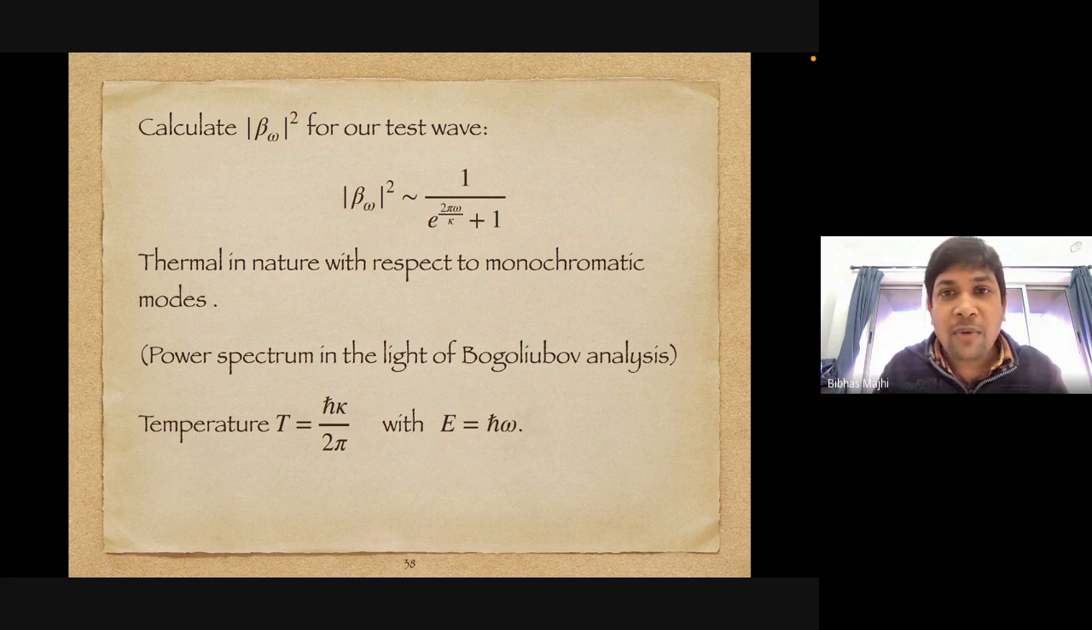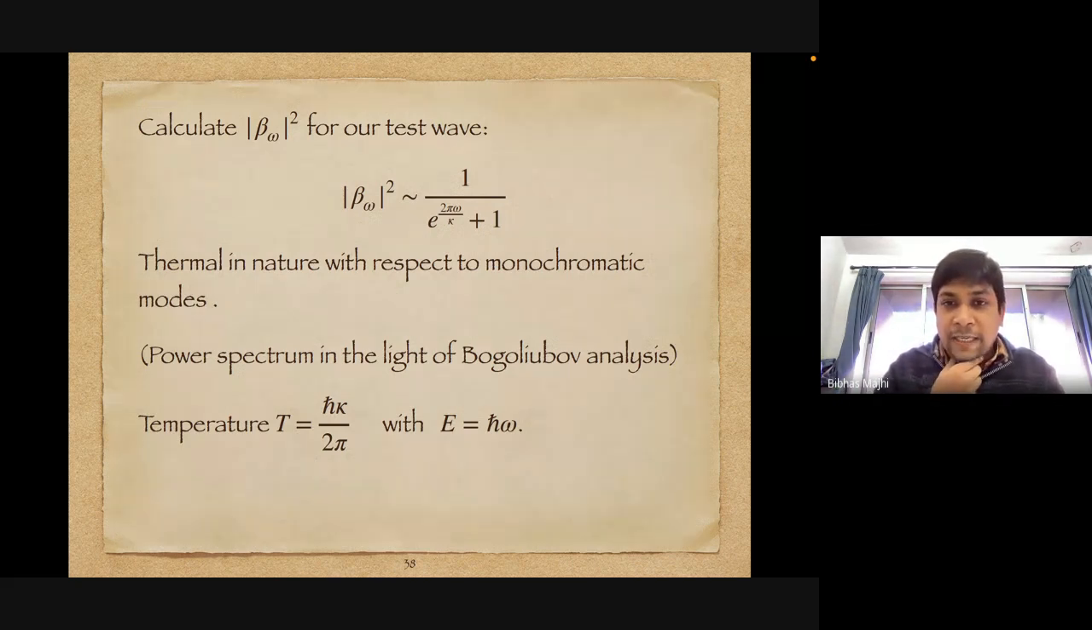Now you may wonder why this is a Fermi distribution. This is because of the structure of the Hamiltonian. This is xp, so in quantum mechanics you can write down xp plus px. So there is a first order derivative with respect to position, so it is like Dirac nature. Therefore this plus one is coming there. So here also you can find the temperature comes out to be h bar kappa by 2 pi.